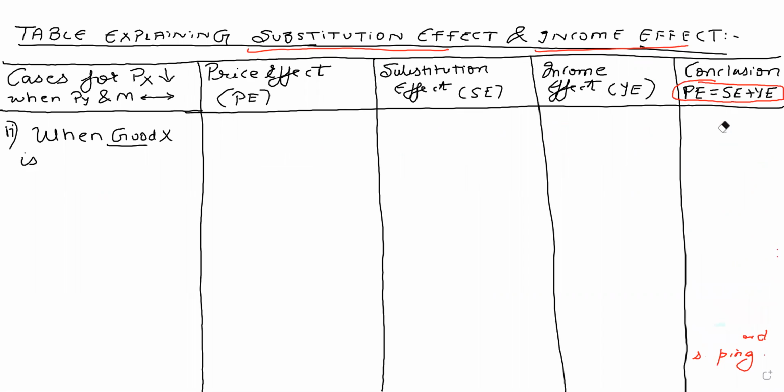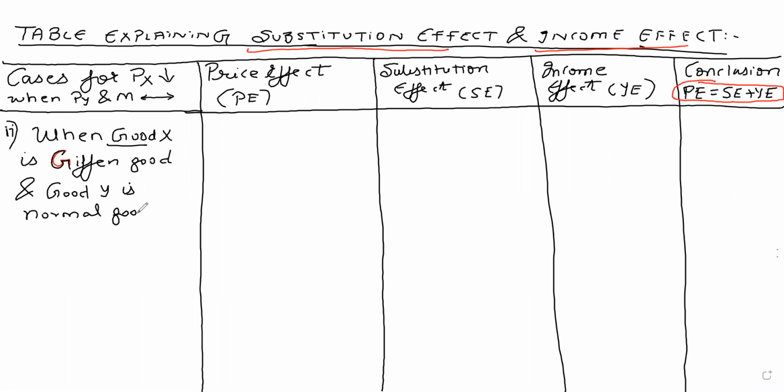Okay, so now guys, our third case is as follows. When good X is a Giffen good and good Y is a normal good, and the price of good X falls. First of all, students, please recall what is meant by a Giffen good.